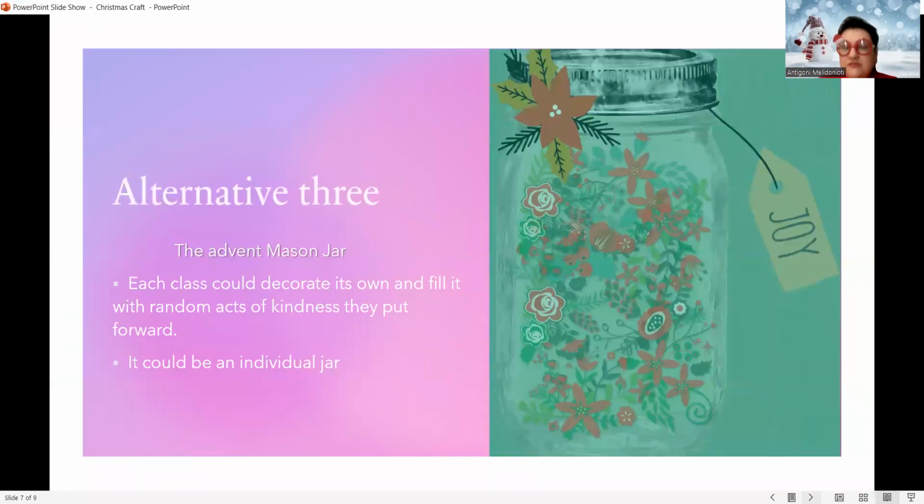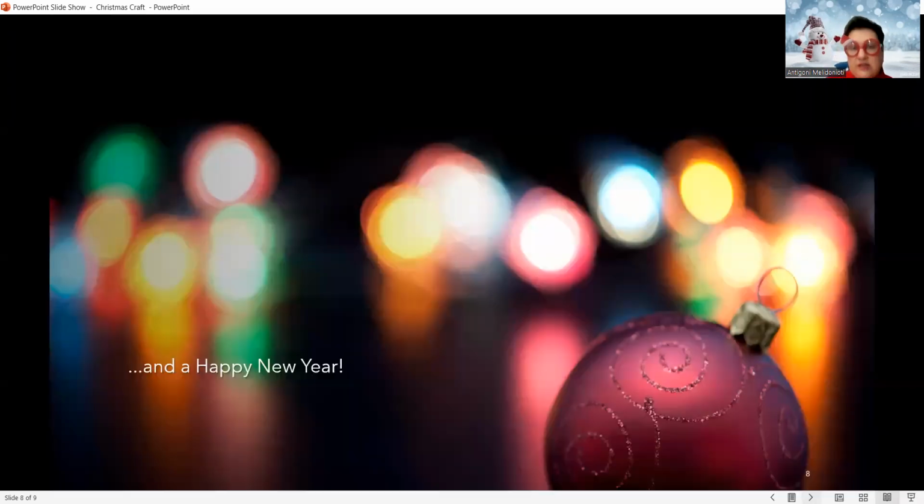Wow. So somebody could just create a mason jar. Easy peasy. We all know the drill. We all know what we can do with mason jars. So each class could decorate its own, fill it with random acts of kindness, and of course, put them into effect as well. Or why not? It could be an individual jar, or even a school mason jar. The possibilities are endless, and I'm sure that you are all far more experienced than me in that area. So just use your imagination, use your learners' imagination, and let magic do its trick.